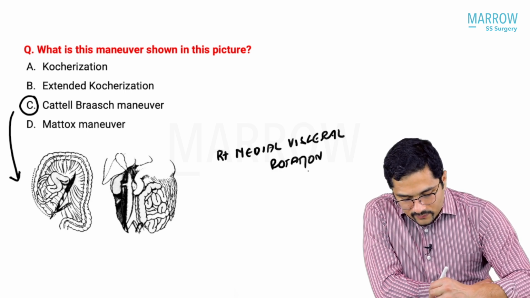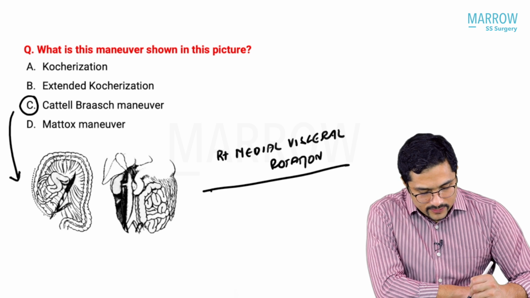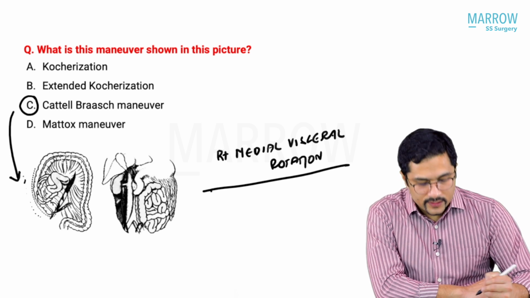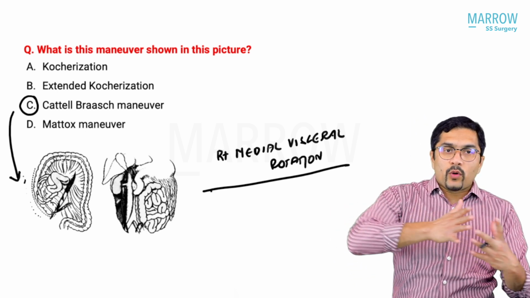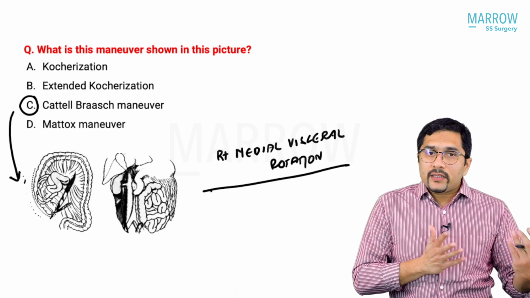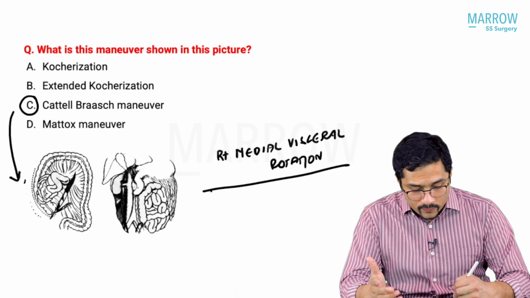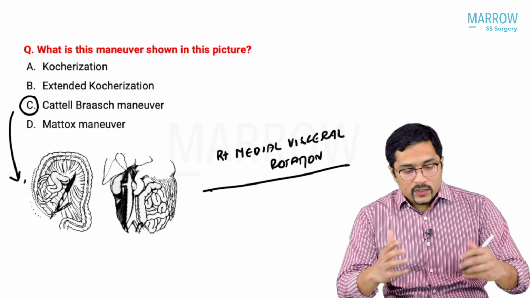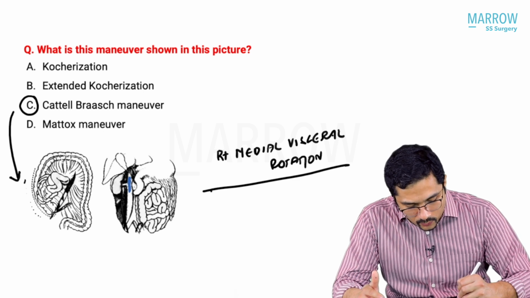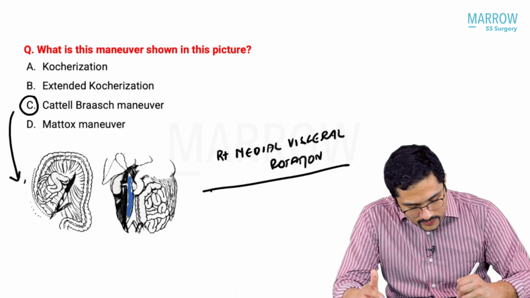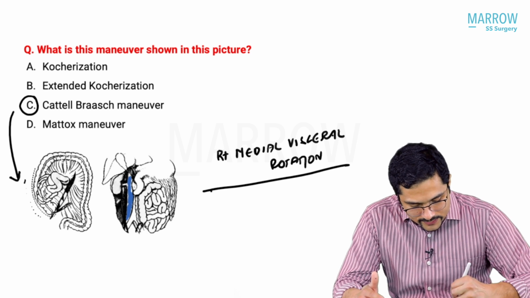So, right medial visceral rotation, you can see that the ascending colon is mobilized medially, right? The ascending colon is mobilized medially. So, once I do this, I am exposing the retroperitoneum, and what is on the right side is the IVC. So, what gets exposed here?